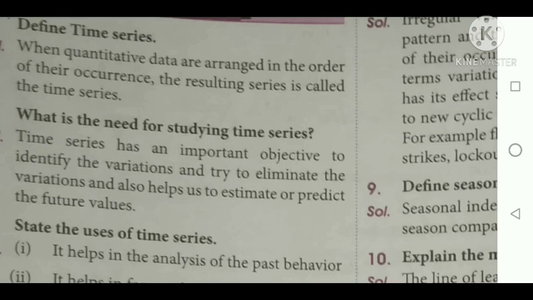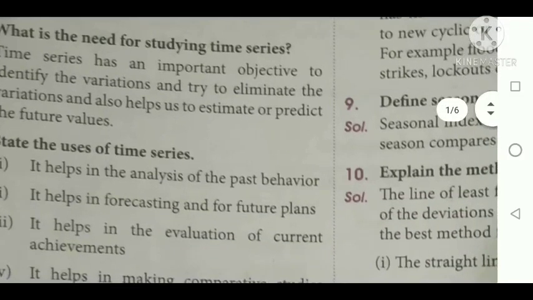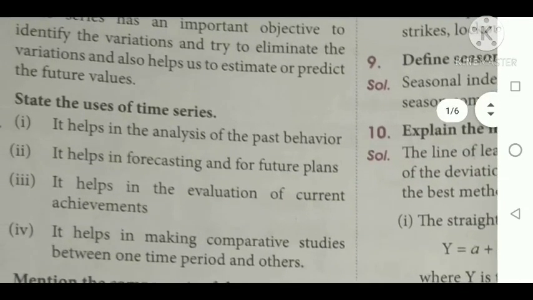So what is the need for time series? Some important objectives of the time series are to identify the variation and try to eliminate the variation, and also to help us estimate the future values. In order to estimate the future value, if any variation has occurred, in such a case we eliminate those variations.